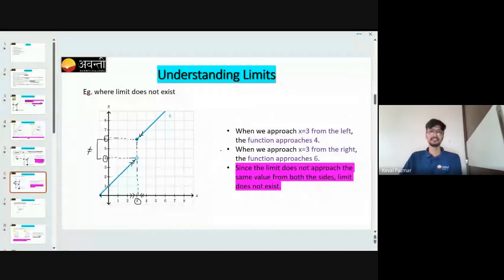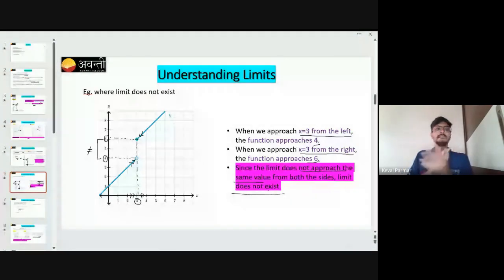So that is what I have written here. When we approach 3 from the left, the function approaches 4. And when we approach 3 from the right, the function approaches 6. Since the function does not approach the same value from both sides, it implies the limit does not exist. So till now, we have studied the basics of limits: what is a limit, why do we calculate a limit, and some important terms, like the existence of a limit.